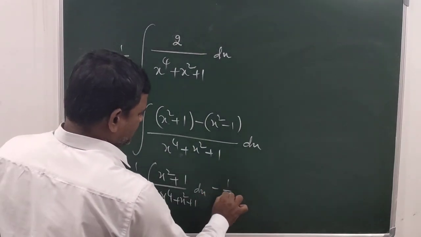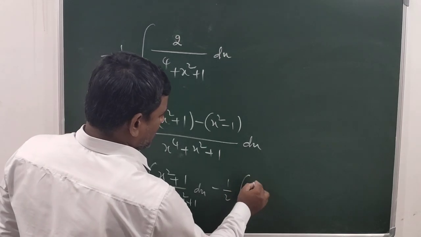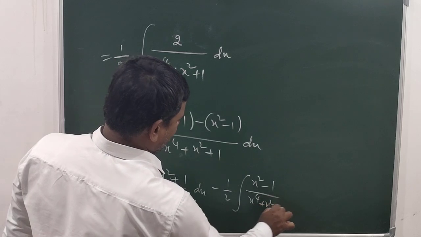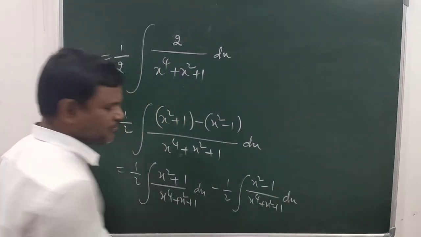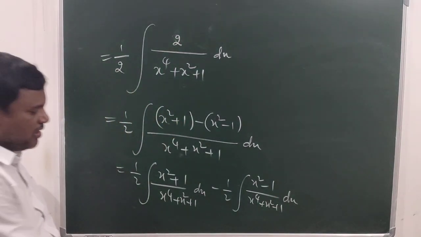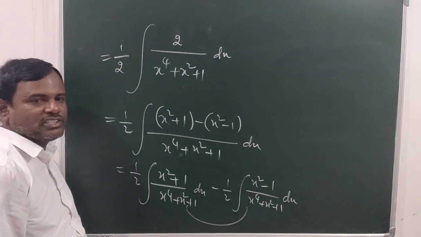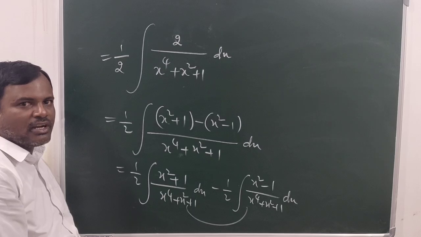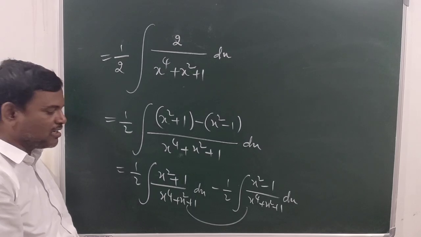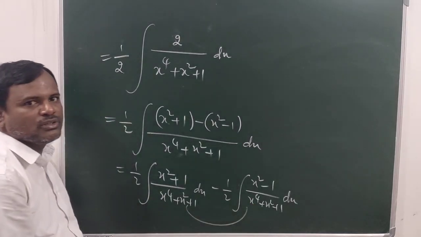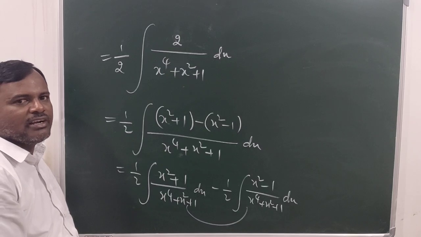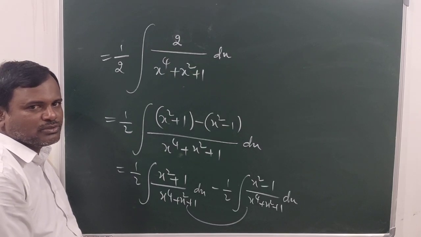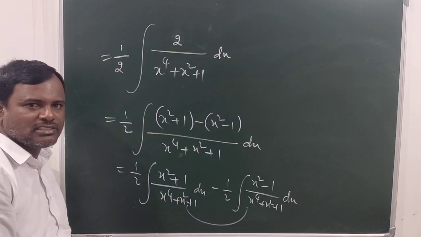And this one also, x square minus 1 by x to the power of 4 plus x square plus 1 dx. You have already learned how to integrate these functions in this class. So follow those methods, obtain their integral results, and substitute them back over here to get your required result. Okay students, I hope you have understood this class. Thank you.